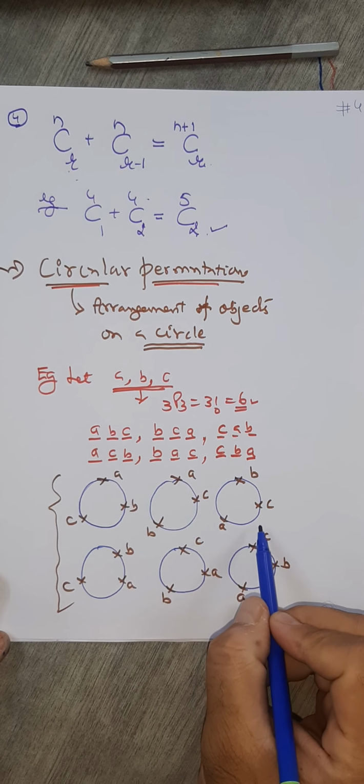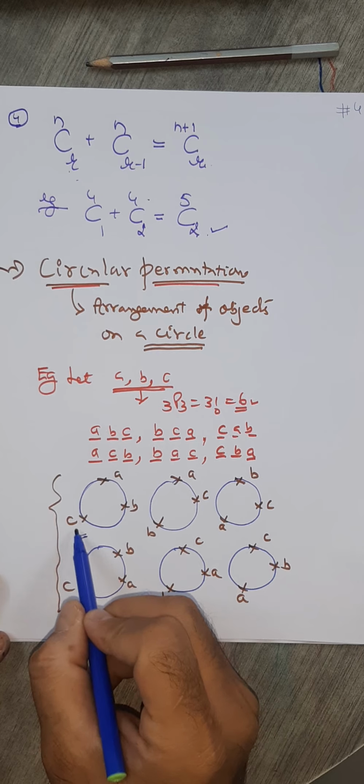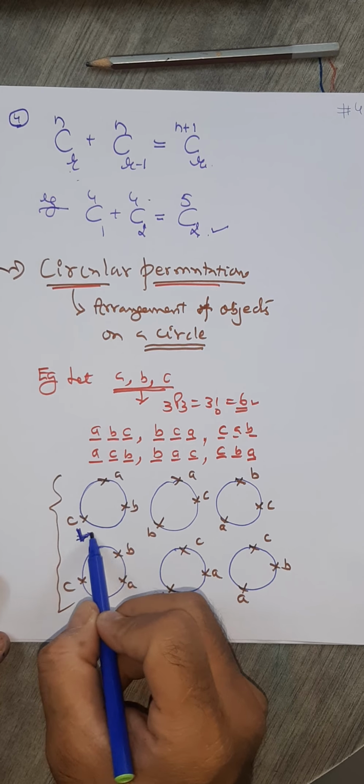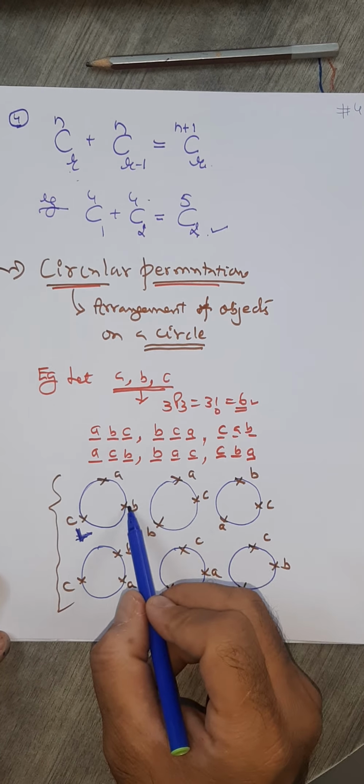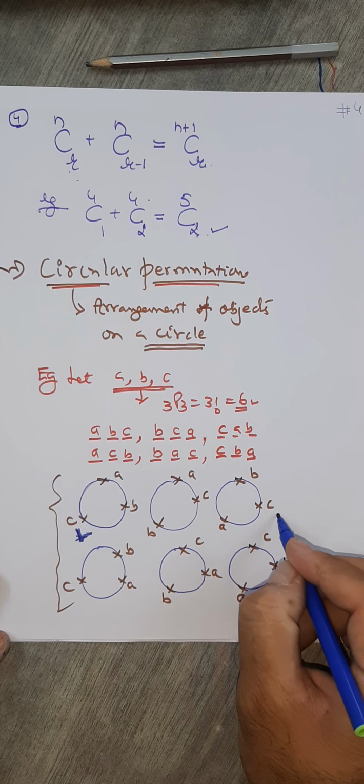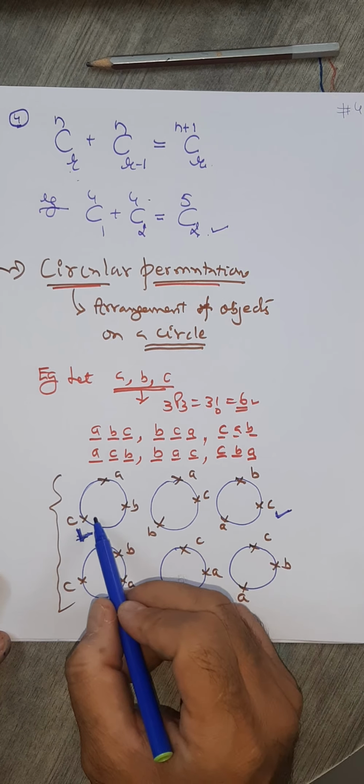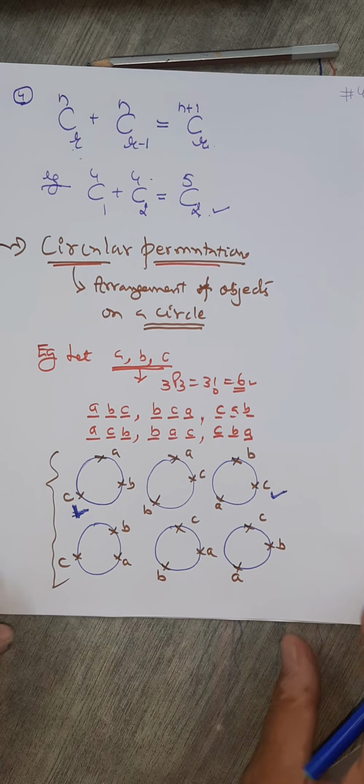Then look at this. So one is this, I'm talking about this. Look at this one. See here B, C, A. I suppose these two are same. As far as arrangement on the circles, they are not different.